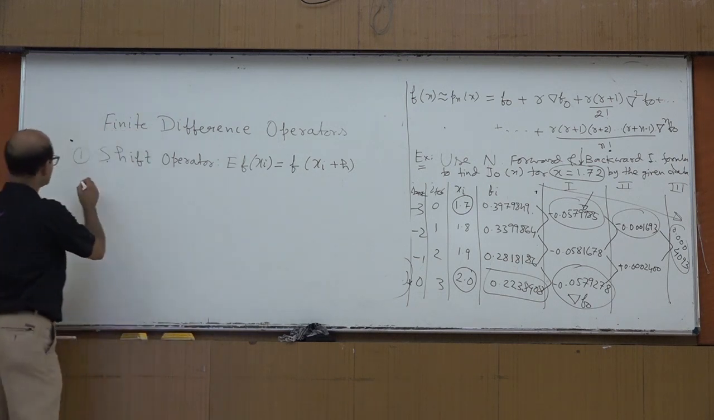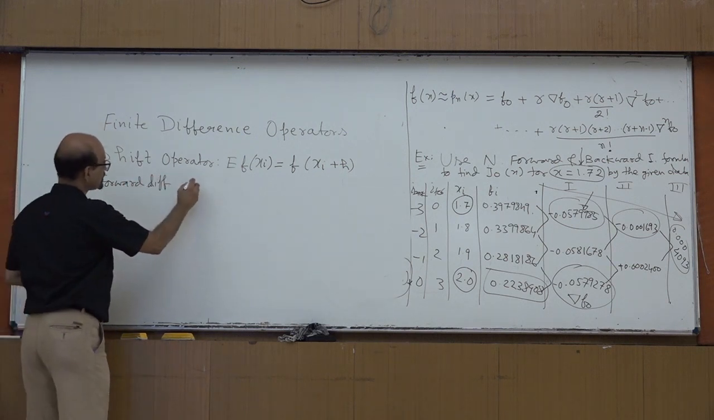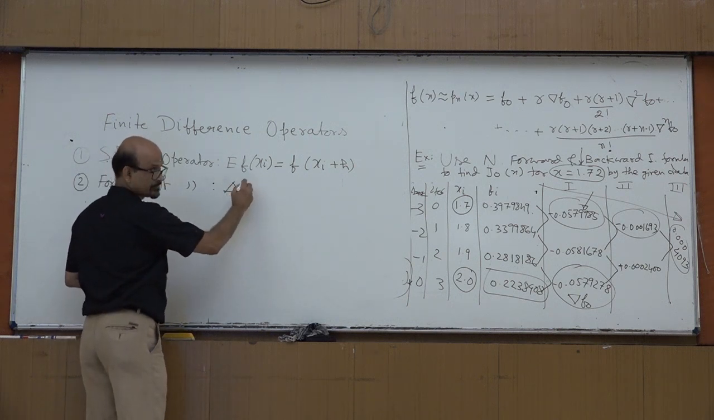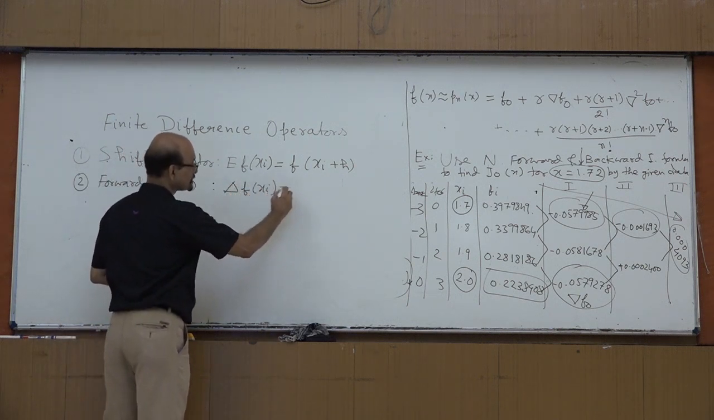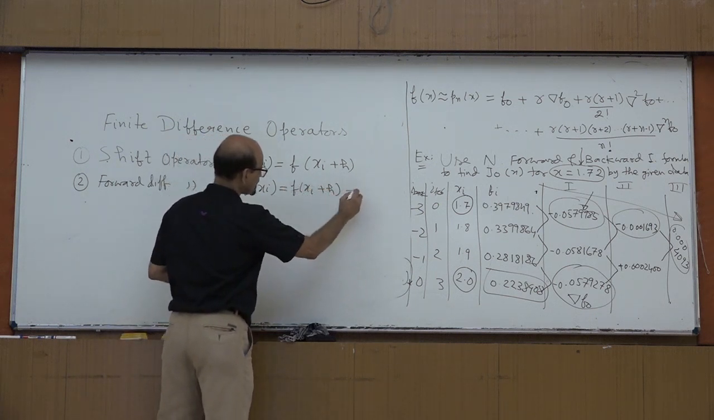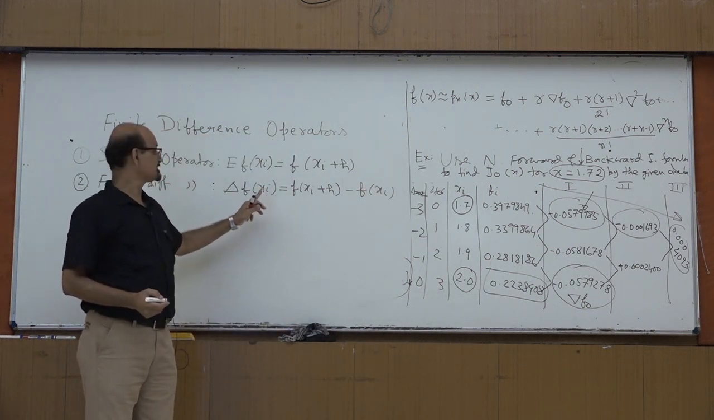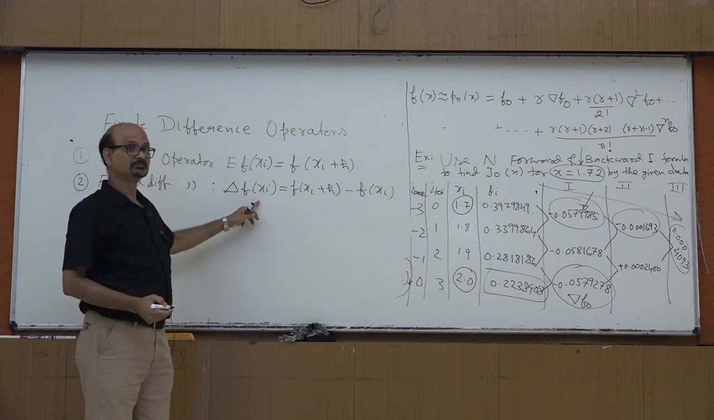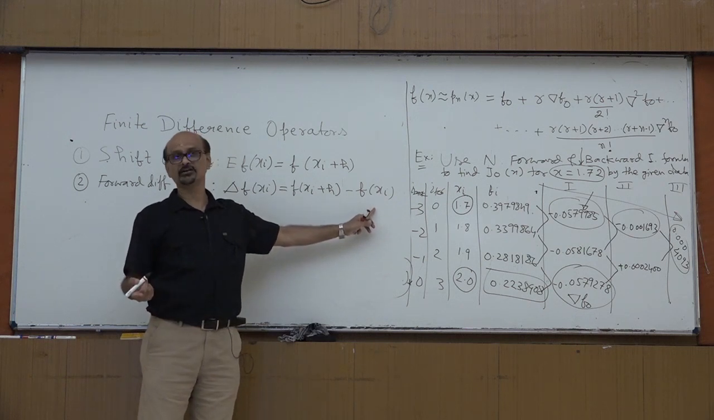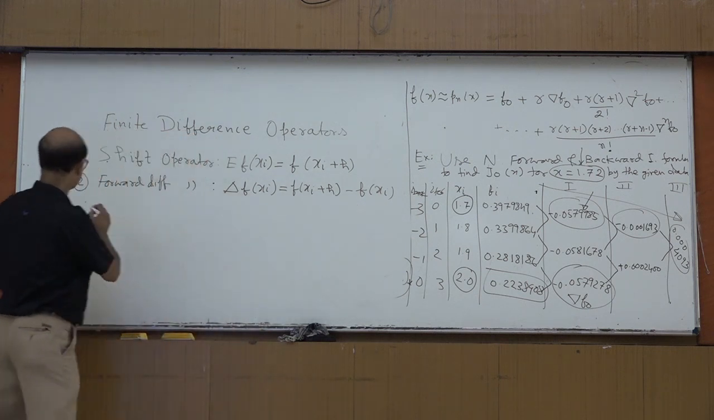Okay? Forward operator or forward difference operator, this we know as delta f of xi as f of xi plus h minus f of xi. See, I am now writing in terms of xi. Okay, actually this is f of i. So we know delta f i is f i plus 1 minus f i. And f i plus 1 was actually what? F of xi plus h.